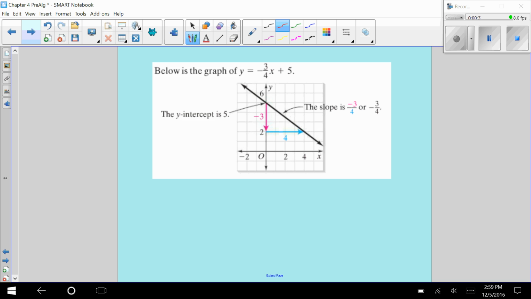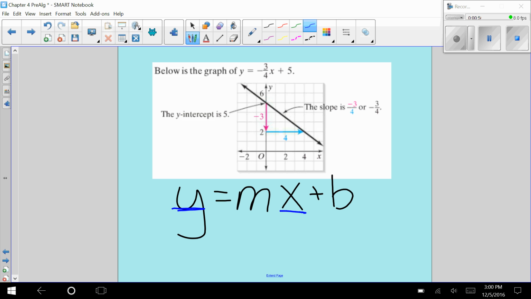This is a graph of y equals negative 3/4 x plus 5. The slope is negative 3 over 4, or negative 3/4, and the y-intercept is 5. So when we say slope-intercept form, we generally say y equals mx plus b. In this, y stays y, x stays x when we write the equation. M, you'll replace with whatever your slope is, and b, you'll replace with whatever your y-intercept is.